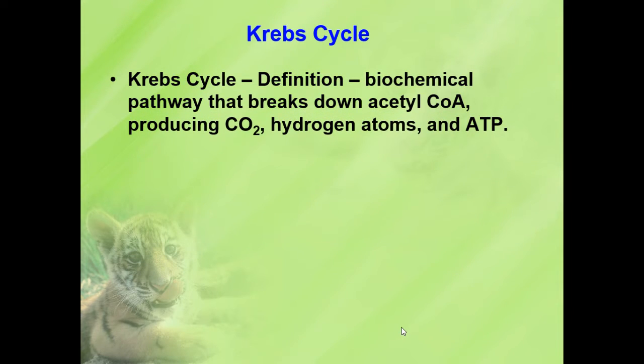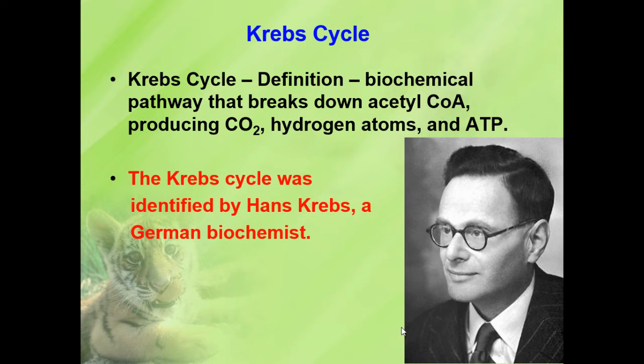The Krebs cycle is a biochemical pathway that breaks down acetyl-CoA, producing carbon dioxide, hydrogen atoms, and ATP. The Krebs cycle was identified by Hans Krebs, a German biochemist.